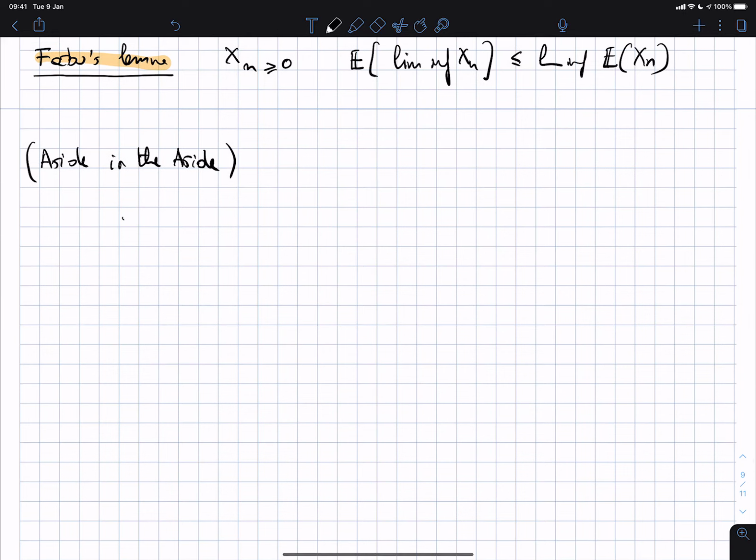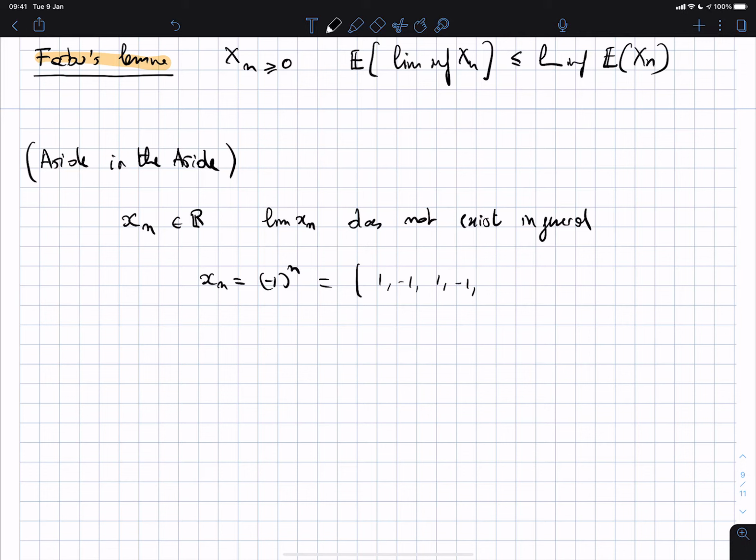If I look at sequences of numbers x_n, which are real numbers, then the limit of x_n does not exist in general. The simplest example you can think of is x_n equals minus 1 to the power n. That's 1, minus 1, 1, minus 1. It does not converge. As n grows, this goes nowhere, so it does not have a limit. When I write the limit of x_n for this sequence, it makes no sense.